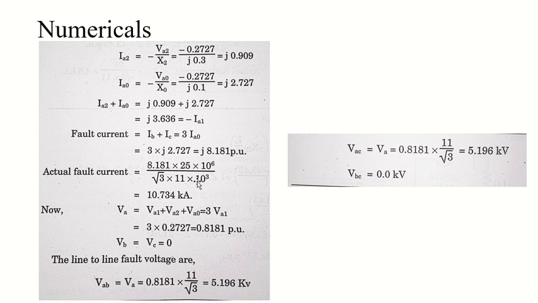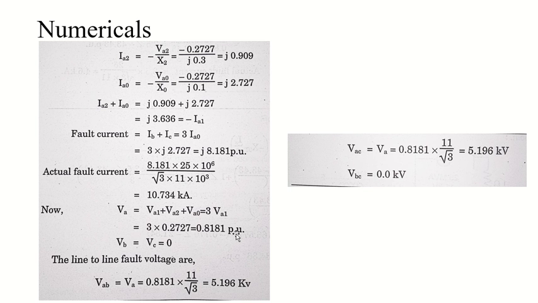And now for the line to line fault voltages, you can simply take the value of your voltage and multiply it with total voltage divided by root 3, right? So VA will be 0.8181, which we just calculated, into 11, which is the kV given earlier for the generator, divided by root 3. So when doing the math, you will find the value of VAB will be equal to 5.196 kV.